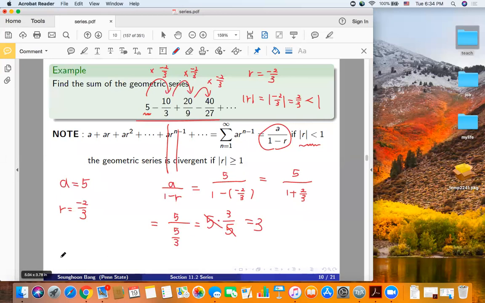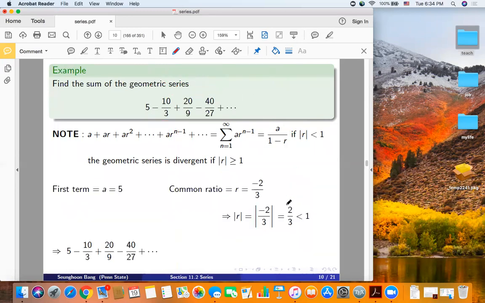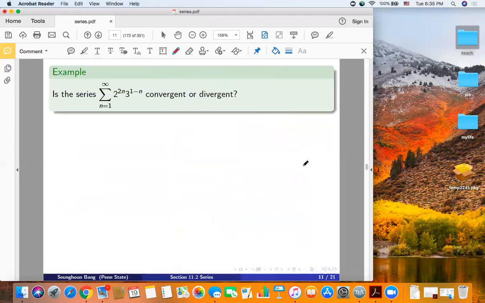So what does it mean? The series converges to 3. So that's it. This is the idea for solving this problem. This is explanation 3. Next one.